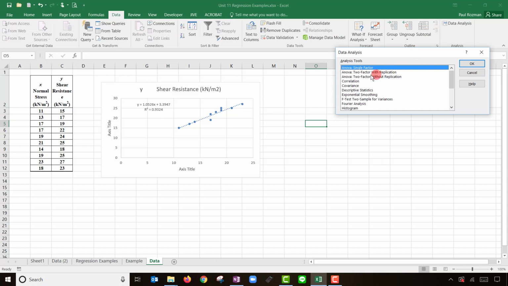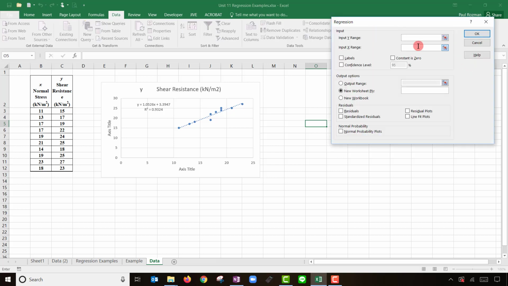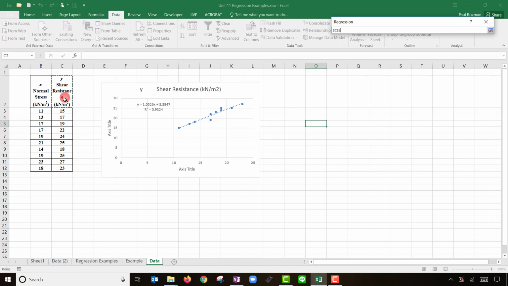And under that, we've used this a few times now. We did analysis of variance, we did the F-test, we did descriptive statistics, we made histograms, we did a t-test, and now you'll see that there's also regression. So you can click on that. Be careful when you use this regression tool. It asks for two inputs, and it asks for the Y value first. So make sure you go and highlight your Y's. And then the next one is going to highlight your X's.